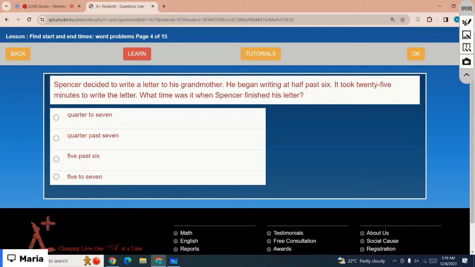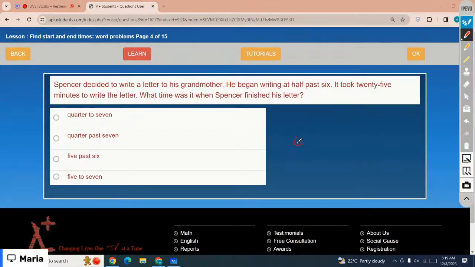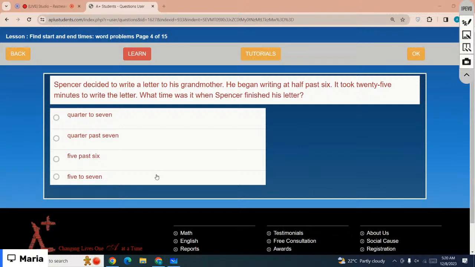He began writing at 6:30. That means at 6:30 he started writing. It took 25 minutes. Just add 25 minutes. That is 6:55, right? That means you have just 5 minutes to 7. So the correct option is 5 to 7, right? The last one is the correct option. The correct option is 5 to 7. All right.